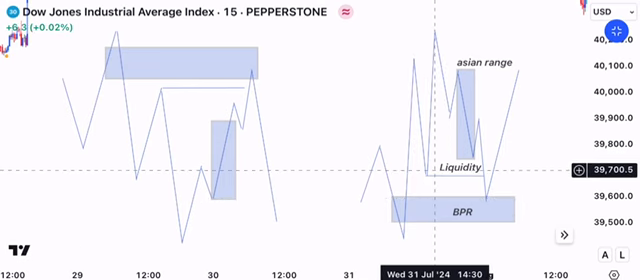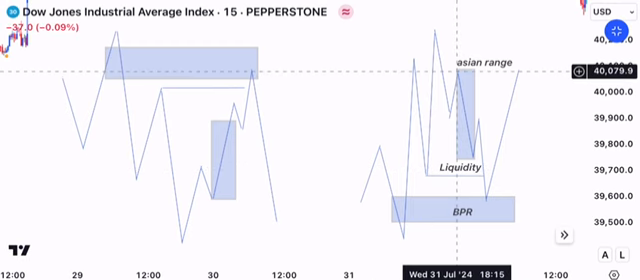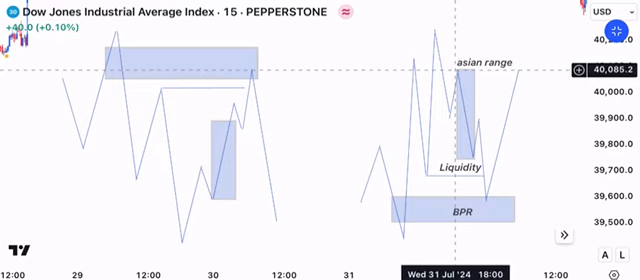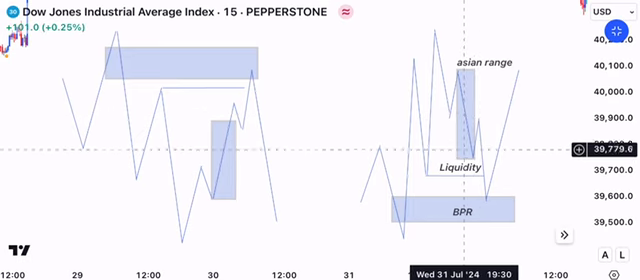There's liquidity, there's the Asian range. So what price does is that the Asian range, I want to clarify, is 11 p.m. to 8 a.m. GMT plus 1 Nigerian time. That is the range I use. I have my reasons. 11 p.m., that's 23:00 to 8:00. That's 11 p.m. to 8 a.m. That's the range I use.